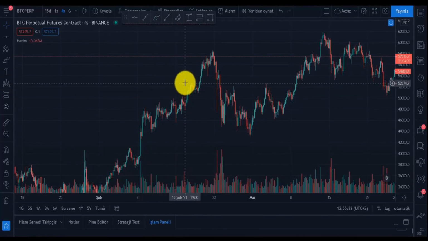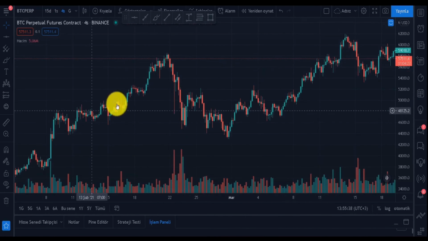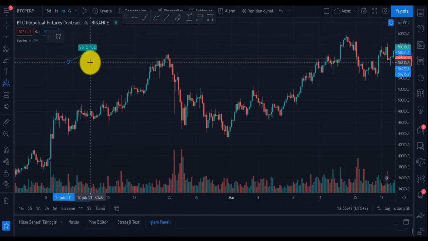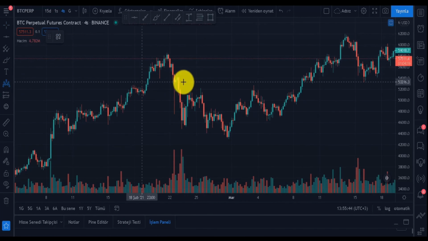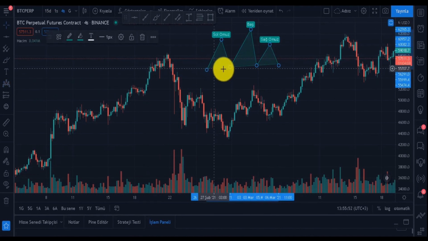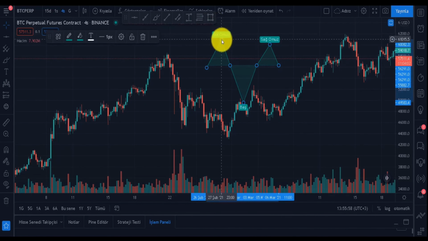In this video of the training series, we will talk about the inverted head and shoulders formation. So we have the inverted head and shoulders. The inverted head and shoulders appears as the exact opposite of the head and shoulders, my friends. Let's demonstrate it this way. This was the head and shoulders, friends. This is how the head and shoulders looks. Now we will encounter it in the form of an inverted head and shoulders. That is exactly how it will appear.